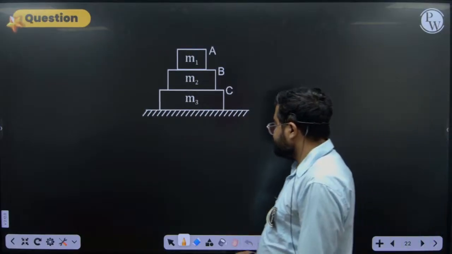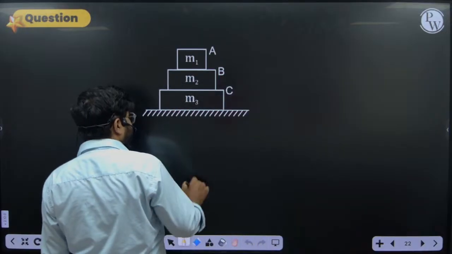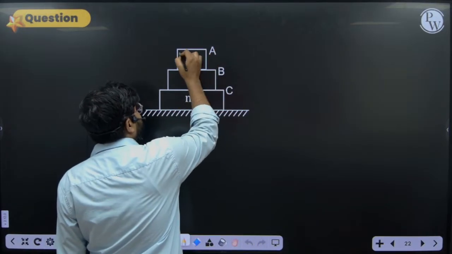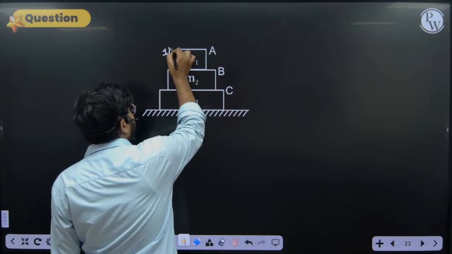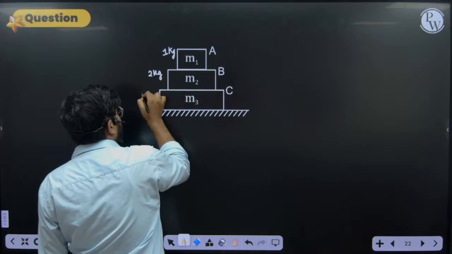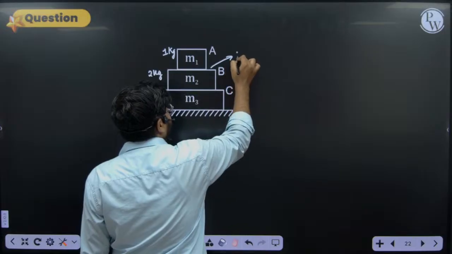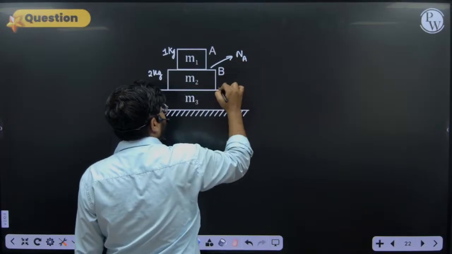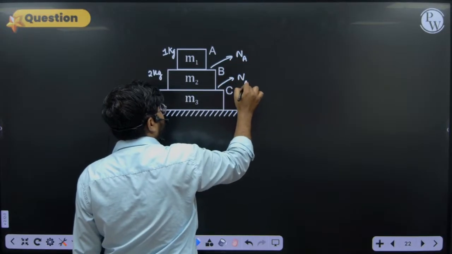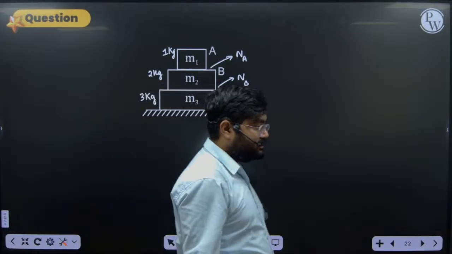So in this question, let's say that the topmost block has a mass of 1 kg, this block has mass 2 kg, and this block has mass 3 kg. And suppose the normal reaction here is Na, Nb, and Nc, and we need to find the normal reactions.